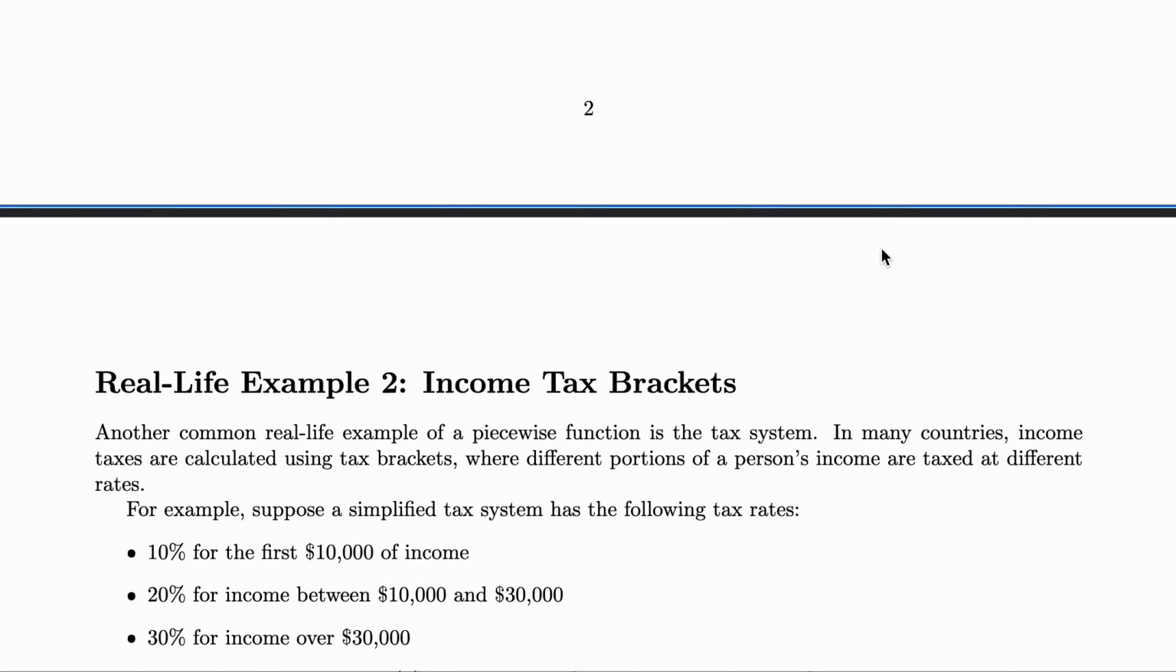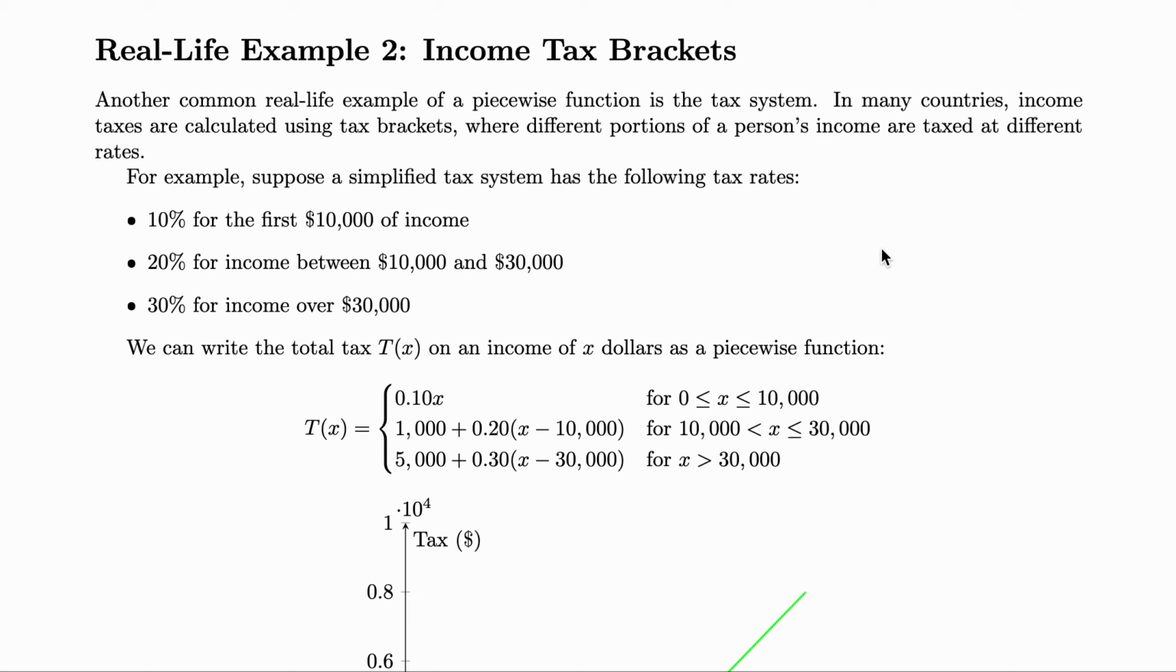Okay, moving on to real life example number 2, let's talk about income tax brackets. Many of you will actually encounter this at some point in your life, so it's kind of interesting. So let's say this simple income tax bracket system that I came up with: you pay 10% of the first $10,000 you earn. Let's say you then pay 20% of any income that's between the 10 and 30,000. And then let's say you pay 30% on any income over 30,000.